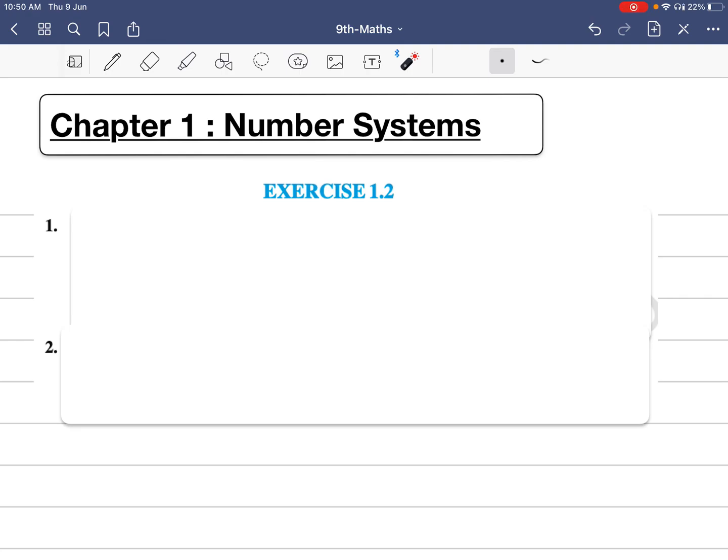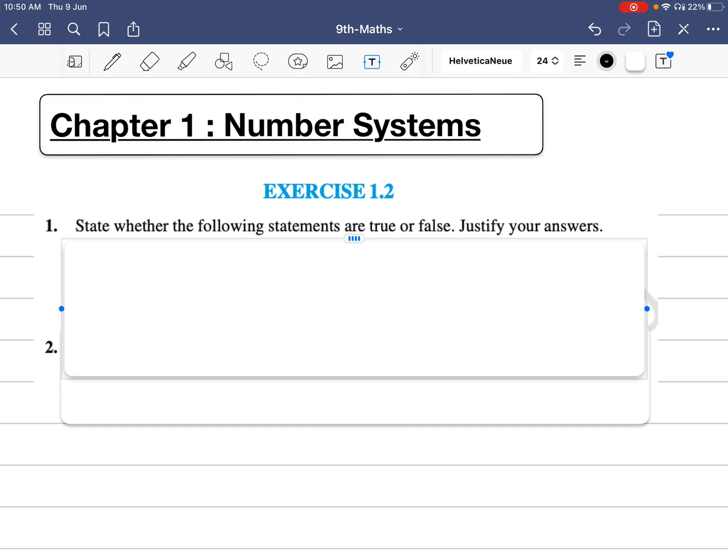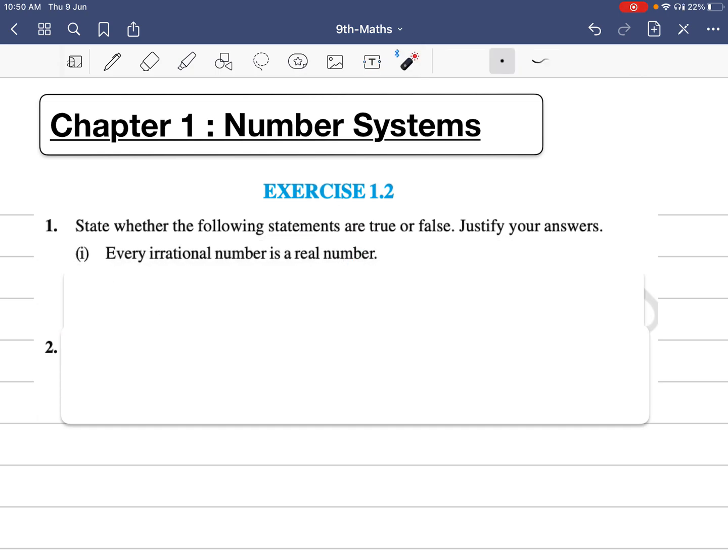So in this video, we're going to see exercise 1.2 from chapter number 1, number systems. So let's see what are the questions here. Let's go with question number 1. State whether the following statements are true or false.